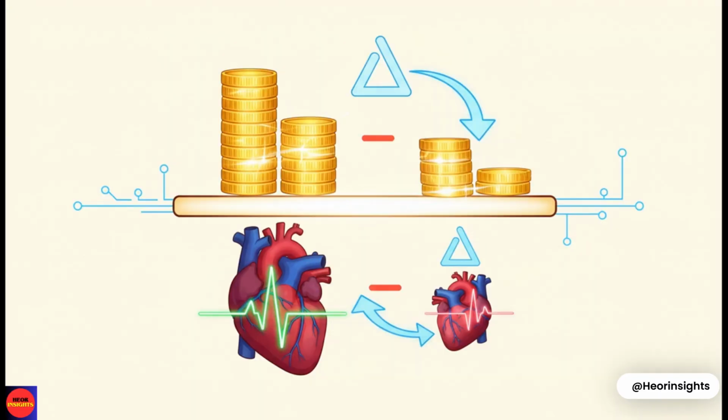The ICER is composed of a numerator, which represents incremental cost, and a denominator, representing incremental effect. The Greek letter delta simply signifies change or difference. So the numerator is the cost of the new intervention minus the cost of a comparator. This is then divided by the effect of the new intervention minus the effect of the comparator.